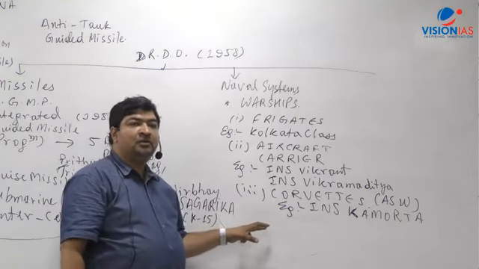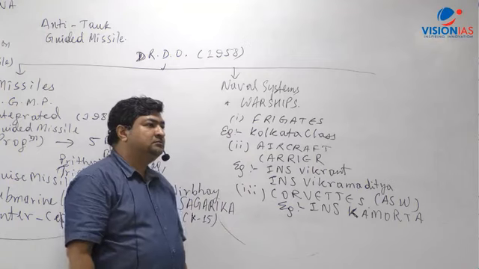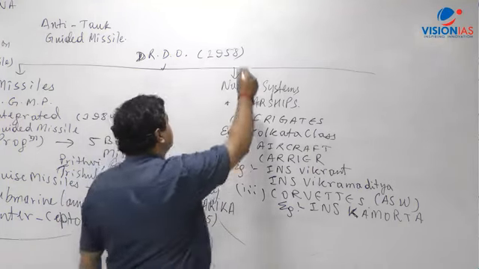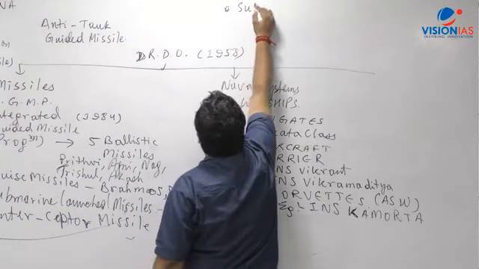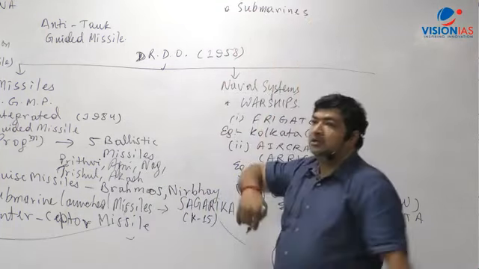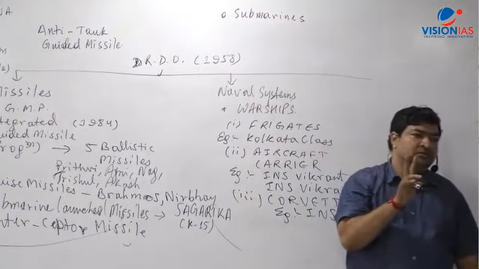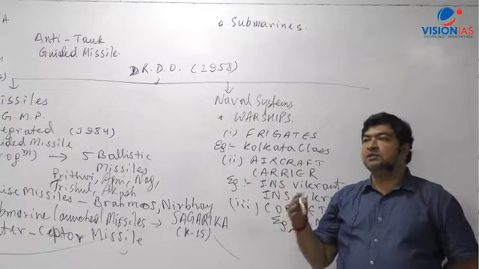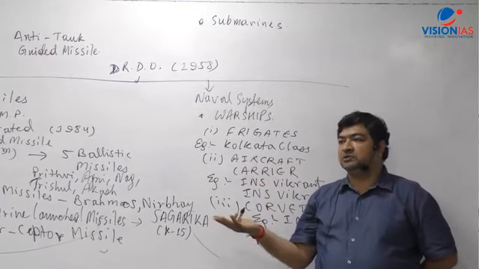Now I'm coming to submarines. How many types of submarines are there? Let me write here. When you talk about submarines, there are two types: conventional, and nuclear powered submarines.